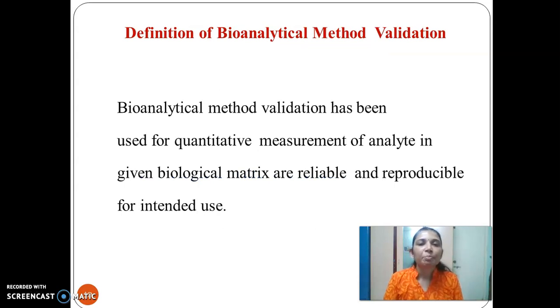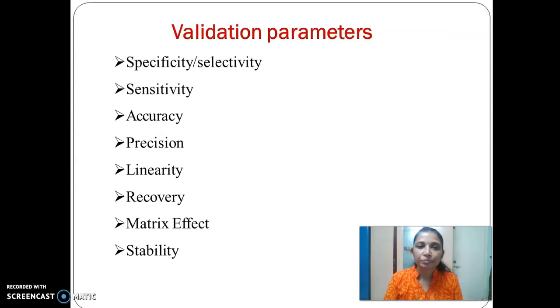The next topic is bioanalytical method validation. Bioanalytical method validation is used for quantitative measurement of an analyte in a given biological matrix, and these bioanalytical methods must be reliable, reproducible, accurate, and precise for their intended use. As per USFDA guidelines, there are different validation parameters like specificity, selectivity, sensitivity, accuracy, precision, linearity, recovery, matrix effect, and stability.